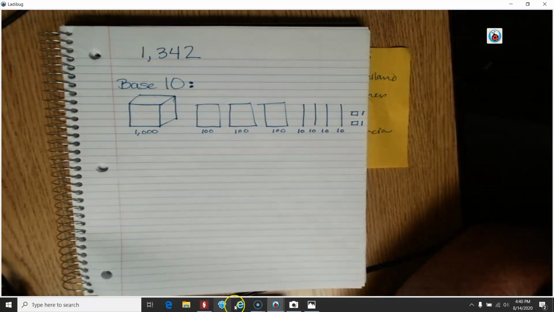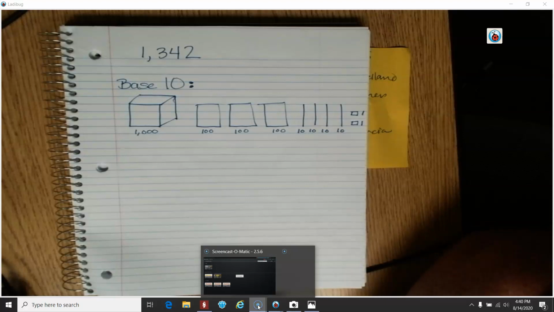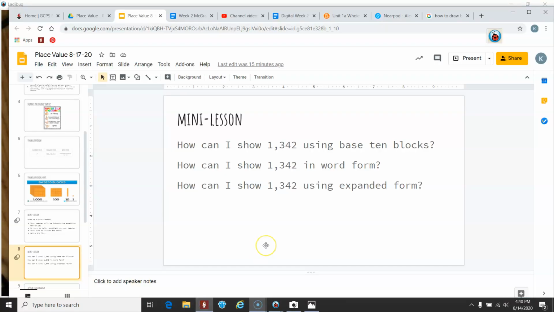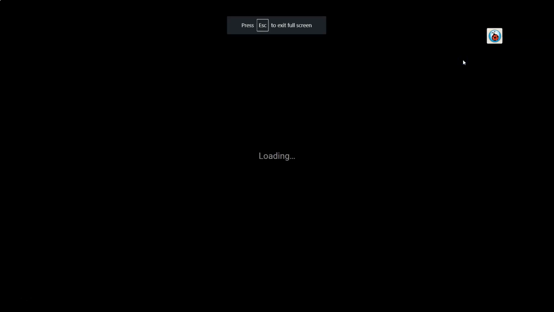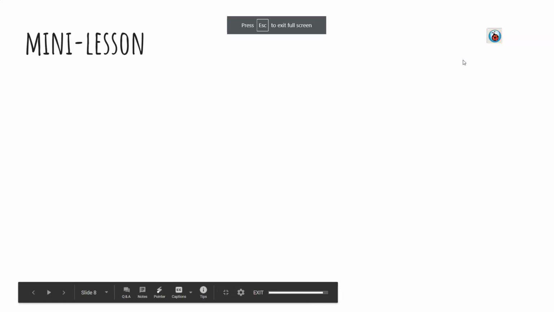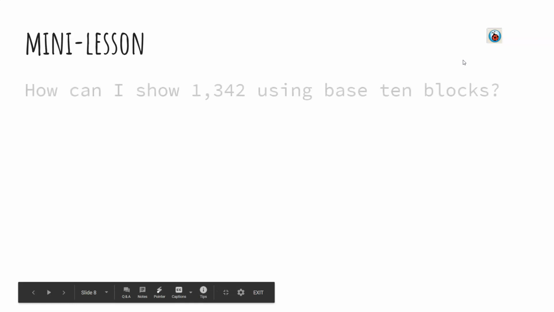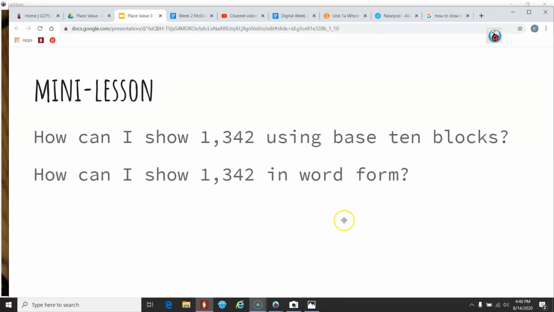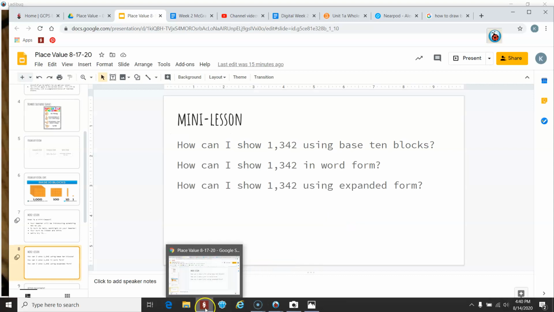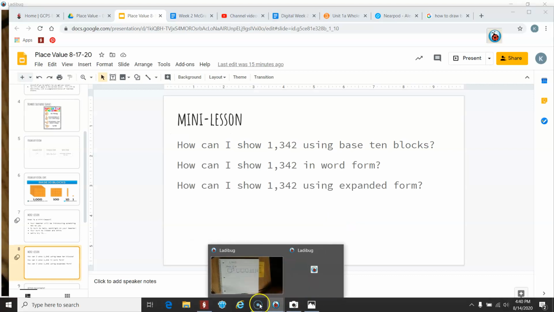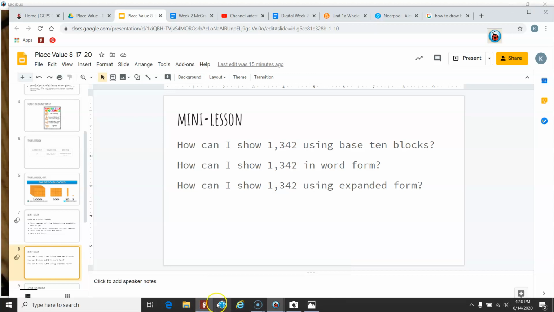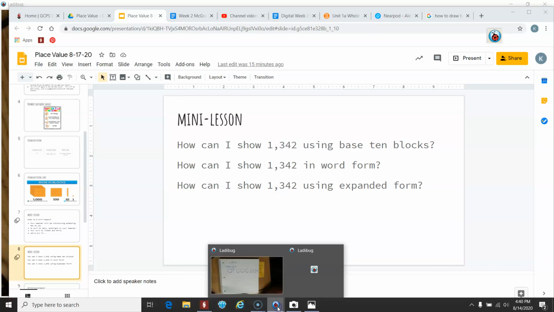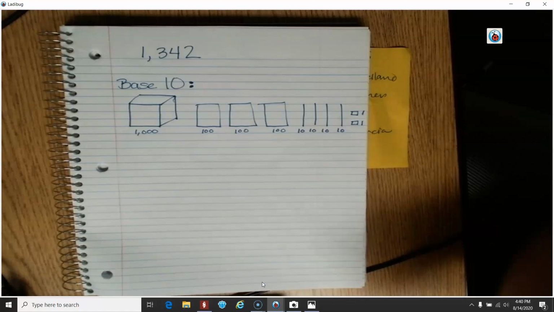Okay, now I'm going to go back to my mini lesson for a minute because I believe there's more to it. Oh look, it already, oops, hold on, I'm showing you the wrong thing. Sorry, I snuck you a behind the scenes peek there. Okay, so the next one says, how can I show this same number in word form? So I'm going to do that, and then I'm going to go ahead and do expanded form, okay, friends, as well. So word form.